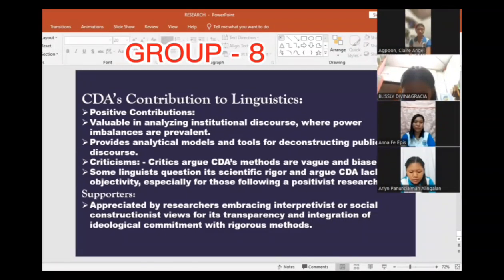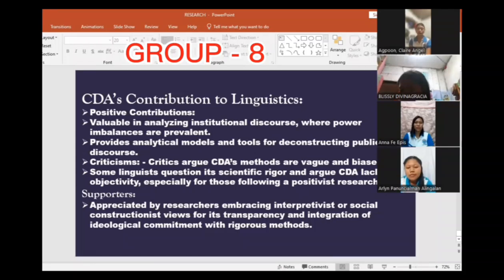Yes, I do have a question. What is one of the core strengths of critical discourse analysis, CDA, and how does it contribute to understanding power dynamics in society?